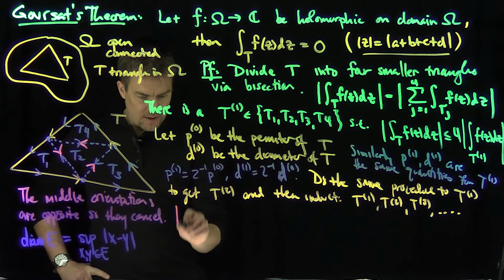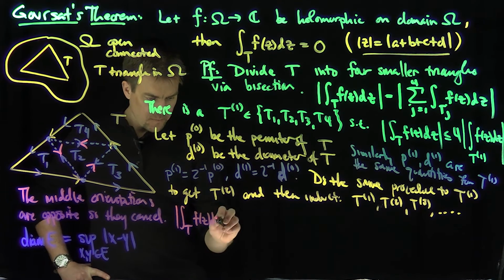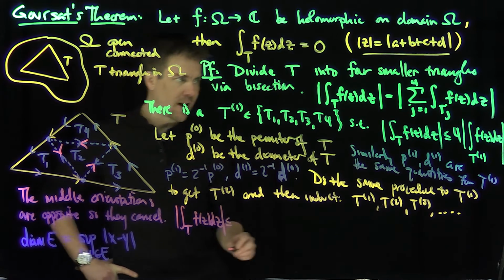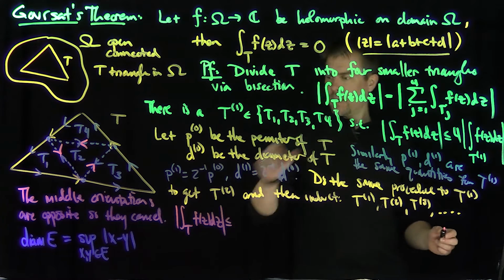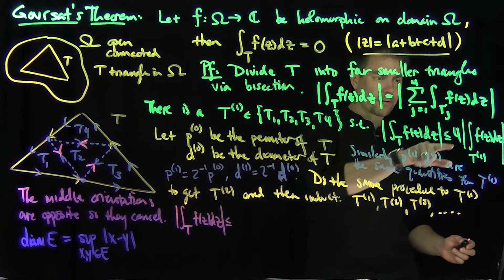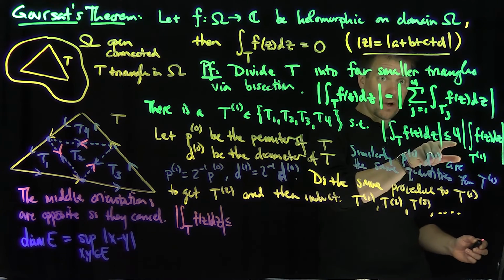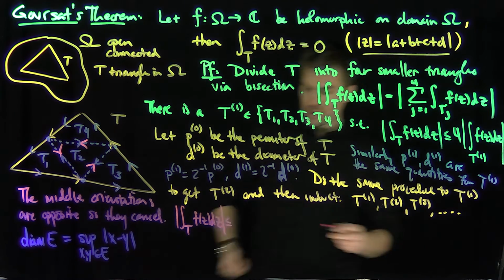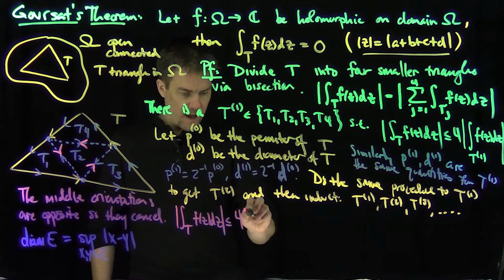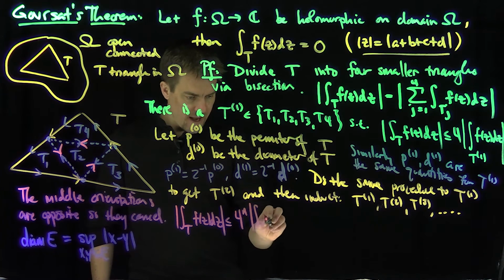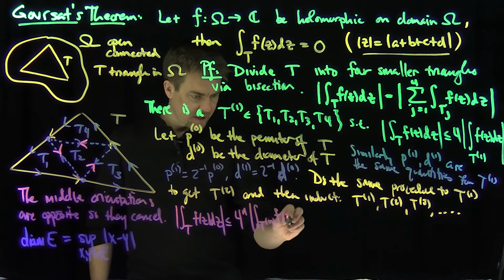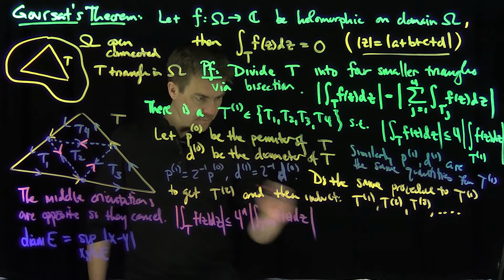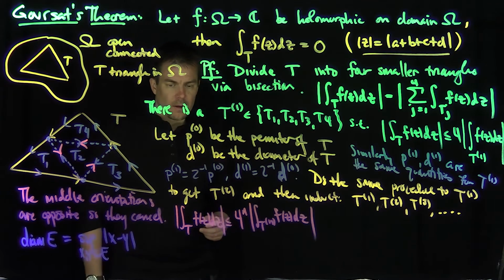So the first estimate we get is that the integral over T of f of z dz. Well, every time I go down a generation from T, going from T to T1, I get a factor of 4. Going from T1 to T2, I'll get another factor of 4. Going from T2 to T3, another factor of 4. So if I do this n times, I'll have 4 to the power n, then the integral over Tn of f of z dz. Okay?